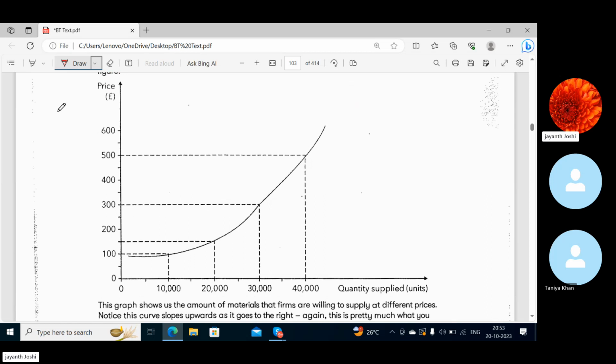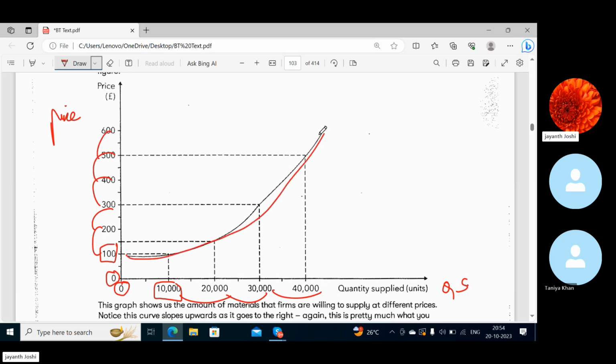You see here again we have price on the y-axis and quantity supplied on the x-axis. When the price was 0, nothing was supplied. When the price moved to 100, 10,000 units are supplied. When it moved to 200, 20,000; 300, 30,000; 400, 40,000, and it goes on. So it is upwards. Have a look at this. We'll move forward.